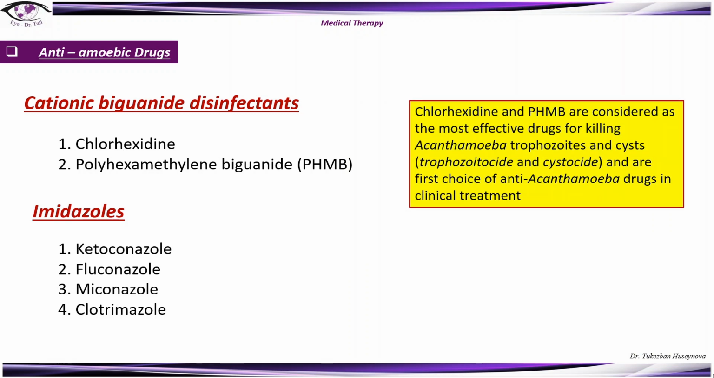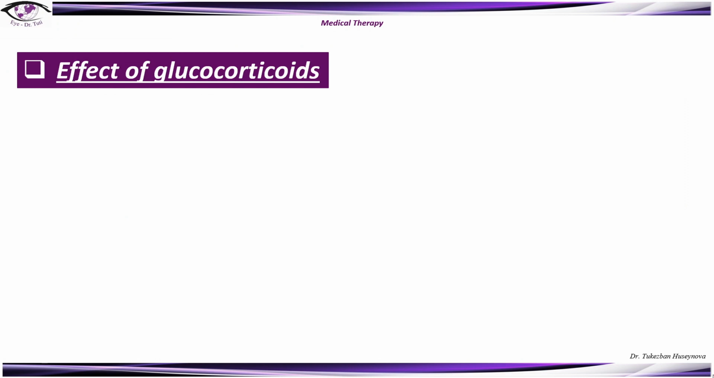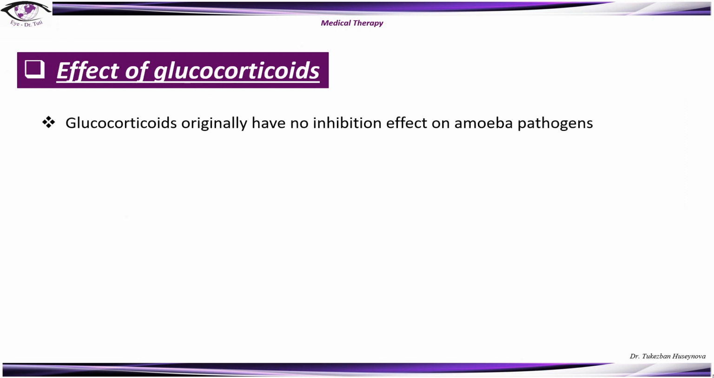The main function of chlorhexidine is considered, they are considered the most effective drugs for killing Acanthamoeba cysts, and this is the first choice of anti-Acanthamoeba drugs in clinical treatment, and it's very effective. And imidazoles eye drops may only be used in combination therapy with cationic biguanide disinfectants during the treatment of Acanthamoeba keratitis. Let's talk about the effect of glucocorticoids.